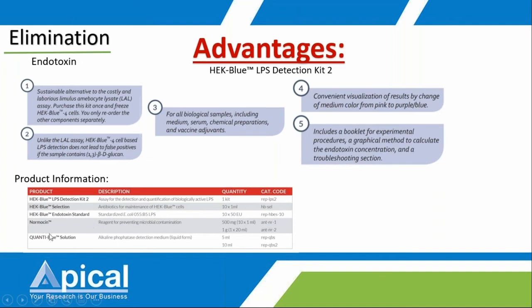So this is the product information. If you see, it comes with the detection kit. There is a selection. You also have a standard with it, and two other antibiotics, which is the Normocin as well. So this is the kit, the description and the quantity of it.